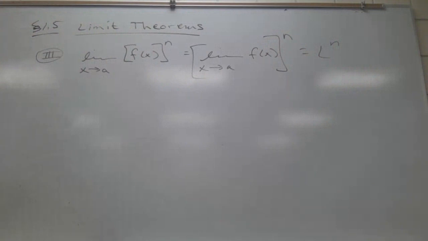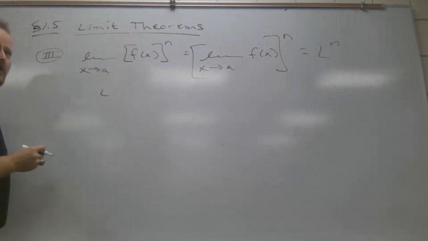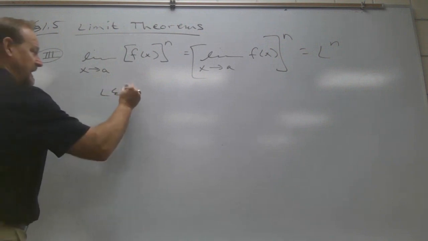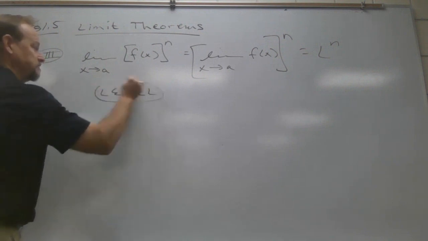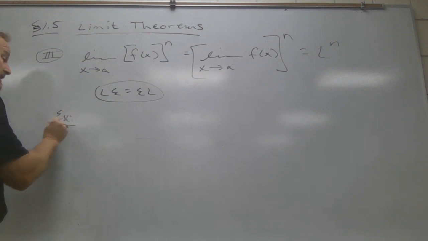So how are we going to talk about this one? Instead of the limit of the power, we already had the limit of the product. So we're going to say the limit of the exponent is the exponent of the limit. The limit of the exponent is the exponent of the limit. So let's look at an example of this.